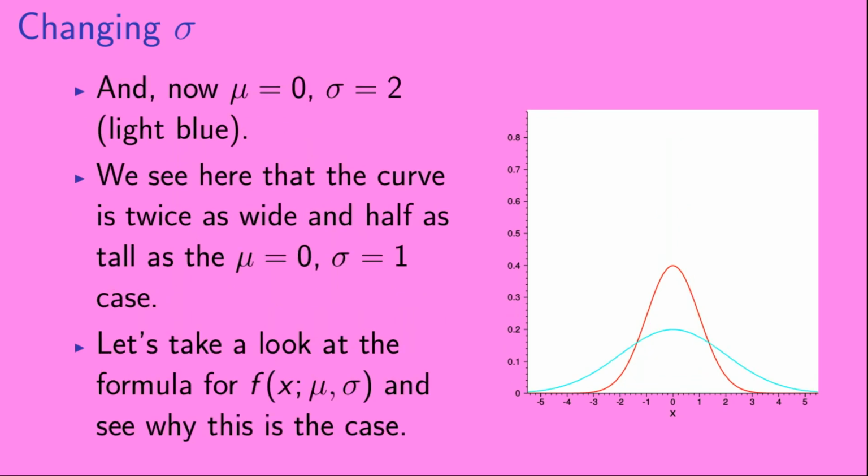Next, let's look at the case mu equals 0, sigma equals 2, shown here in the light blue curve. We see here that the curve is twice as wide and half as tall as the mu equals 0, sigma equals 1 case. Let's take a look at the formula for f of x given mu and sigma and see why this is the case.